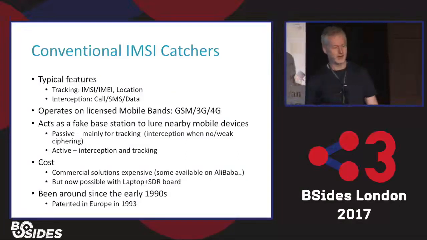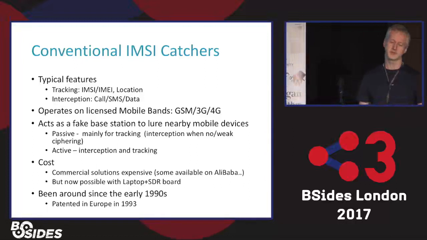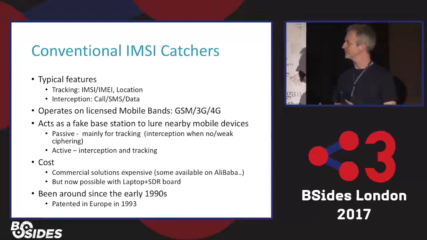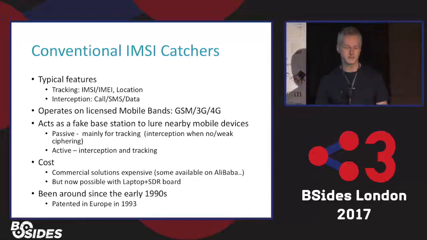They operate on the mobile bands, though, so GSM, 3G, 4G, so sort of 900 megahertz, 1800 megahertz. These are licensed spectrum. So essentially how they work is they pop up as a fake base station of high power, which then lures the mobile devices to attach to it. You can have a passive mode where you're just tracking devices, but typically they're active, where they'll intercept calls and track the devices.